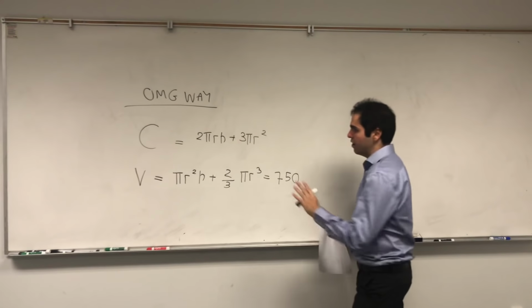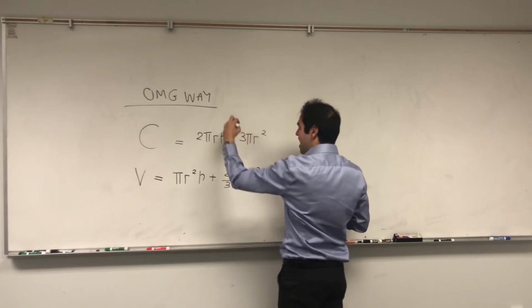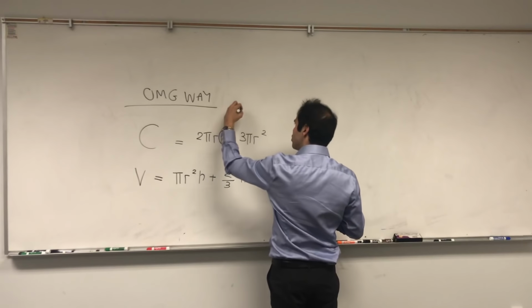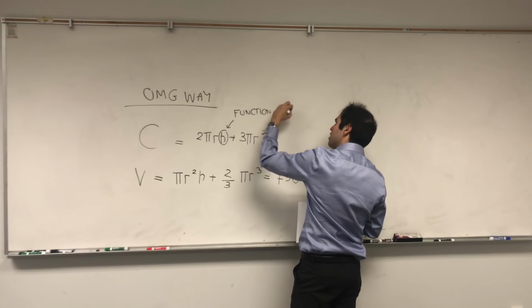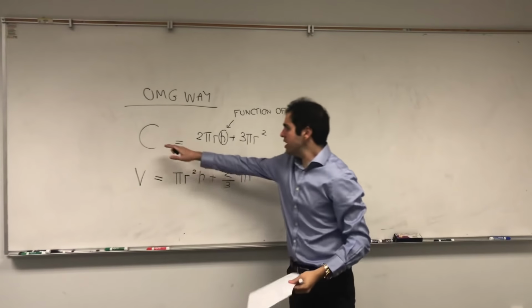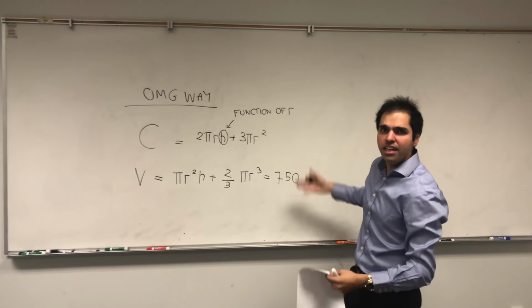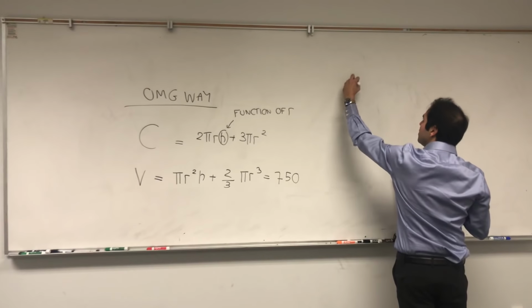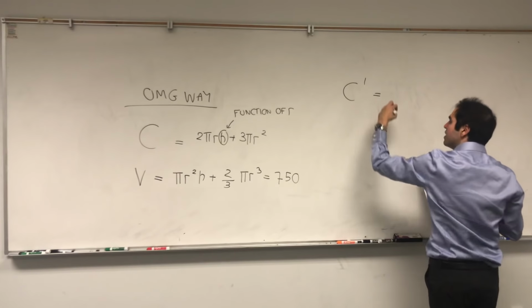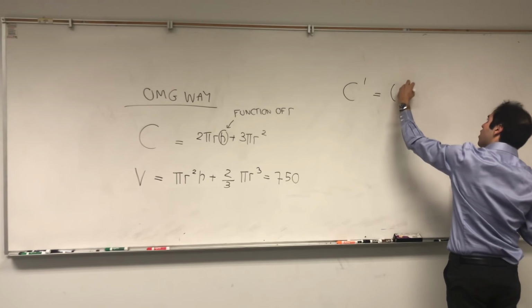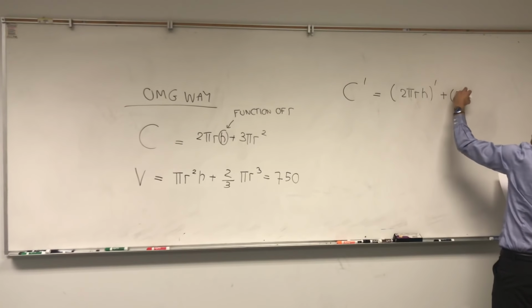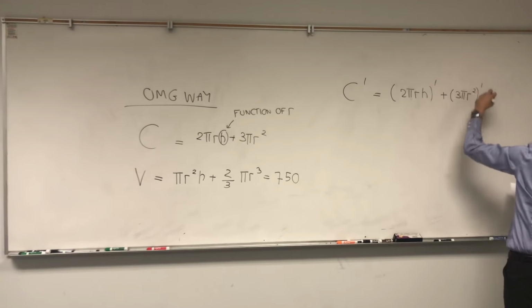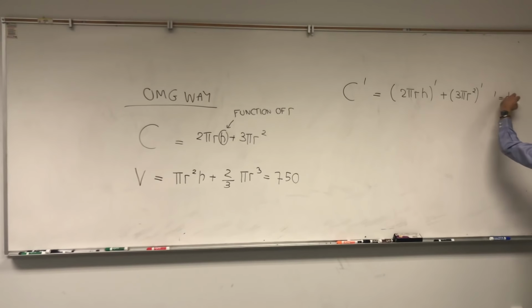Again, it's all the info that's given to us. Now, look, r is r, and h, strictly speaking, is a function of r. We literally solve for h in terms of r. So one thing you can do is differentiate this equality with respect to r. So C prime becomes 2 pi r h prime plus 3 pi r squared prime, where again prime just means differentiate with respect to r.